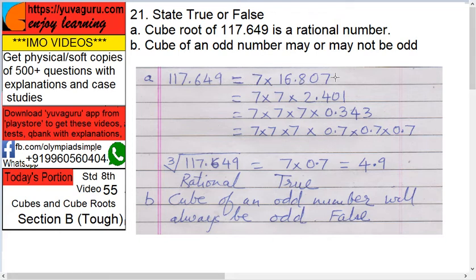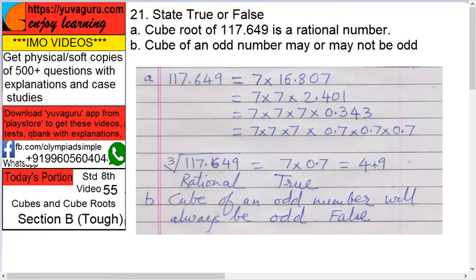So 7 into 16.807. 7 into 7 into 2.401. 7 into 7 into 7 into 0.343. Now once you get this 343, it should be easy for you to know that the cube root is 7. So point means 0.7. So 7 into 7 into 7, and 0.7 into 0.7 into 0.7. Okay. Now the cube root is what?